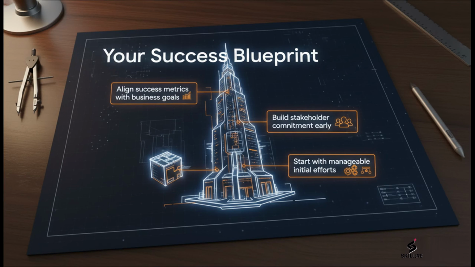So let's wrap this up. Here's your final success blueprint. First, make sure your success metrics are tied to real business goals right from the very beginning. Second, get your stakeholders on board early and keep them there. Third, start small. Don't try to build a skyscraper on day one. Build a solid, manageable first floor to create momentum and confidence. Mastering these points, this is the real key to creating lasting value with AI.